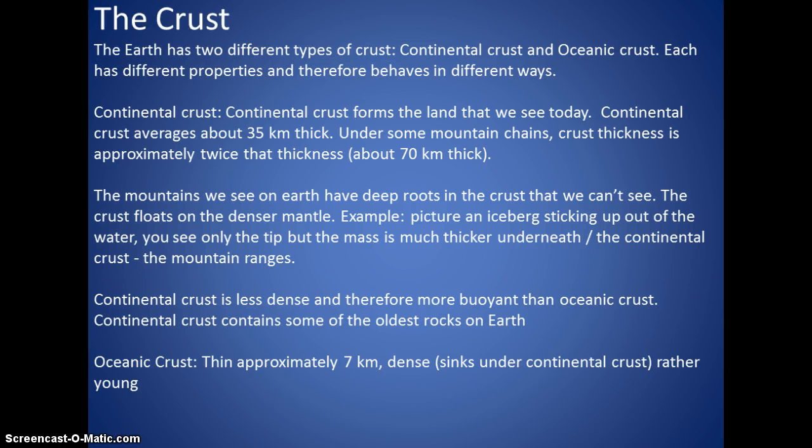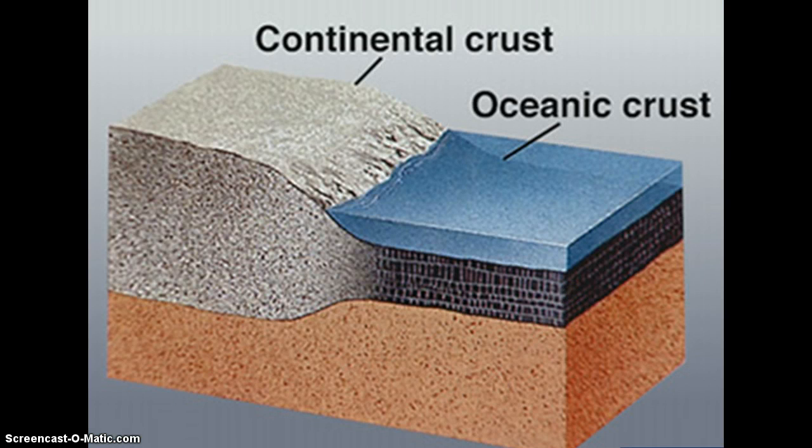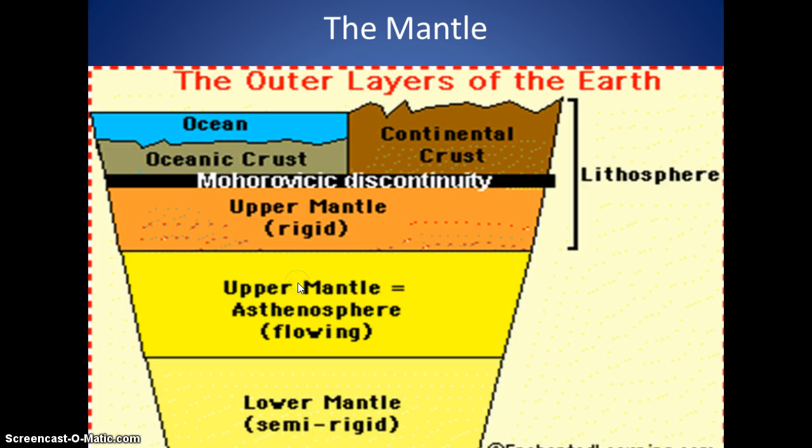The oceanic crust is thin, approximately 7 kilometers. It's dense. It sinks underneath the continental crust and is rather young. And we're going to take a quick look at the picture that I have here. That's the continental crust and the oceanic crust.